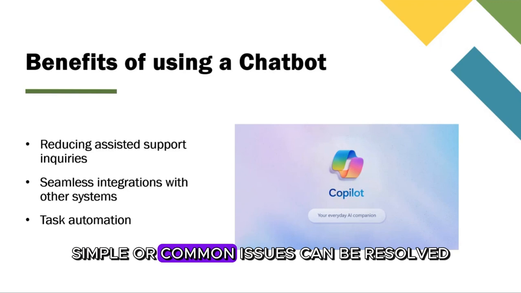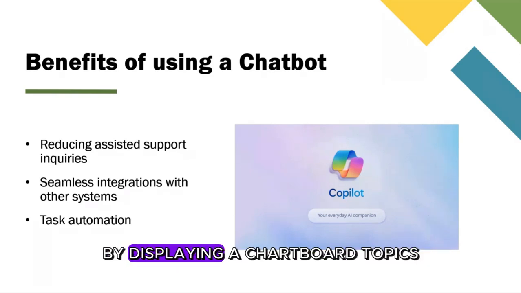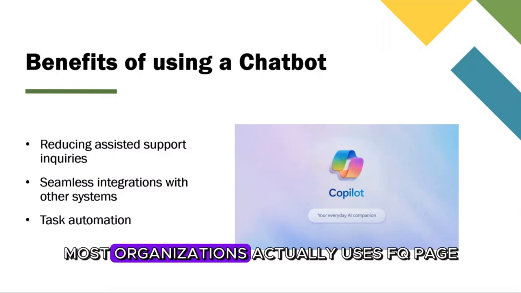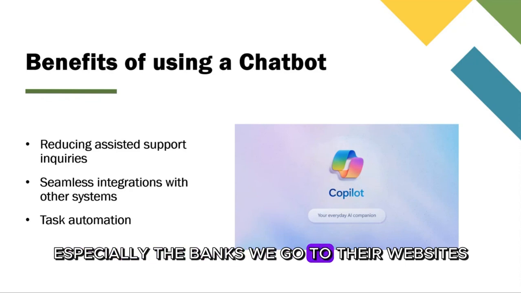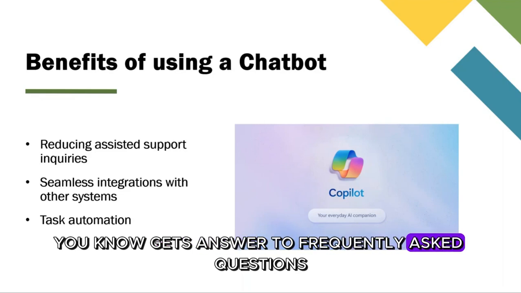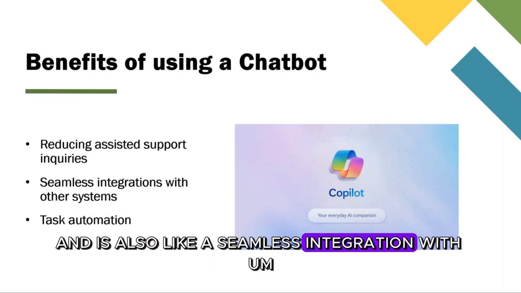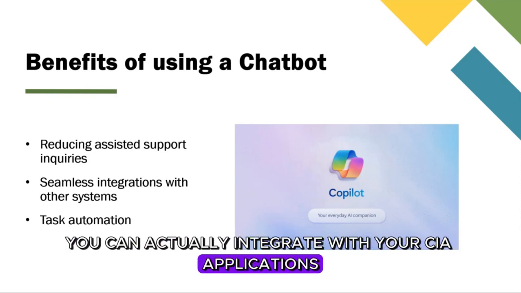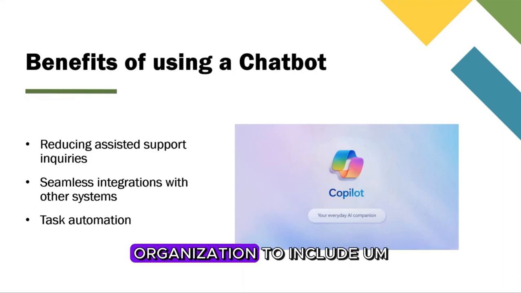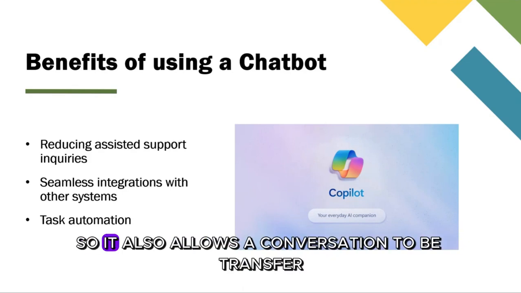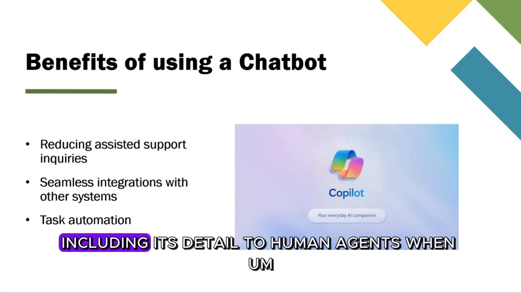Simple or common issues can be resolved by displaying chatbot topics or a knowledge base or an FAQ page. Most organizations actually use an FAQ page, especially the banks. If you go to their website, they have this FAQ page where you can easily get answers to frequently asked questions. And there's also a seamless integration with other systems. With bots, you can integrate with your CRM applications, and it lets organizations include relevant and personal information in the conversation as needed.